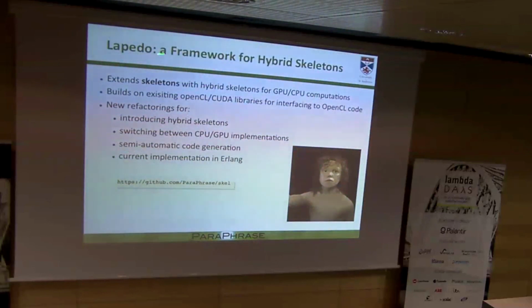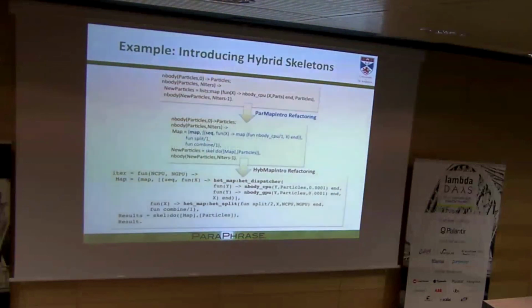So we call these hybrid skeletons, i.e. a mixture of CPU and GPU skeletons. But we also have refactorings that work with these as well. This is just an example here. At the top is my original code. I first refactor it, not using any hybrid stuff. I just do a normal introduce map refactoring. The result of that gives me a simple parallel program, and then I can introduce a hybrid. I can introduce a GPU component.